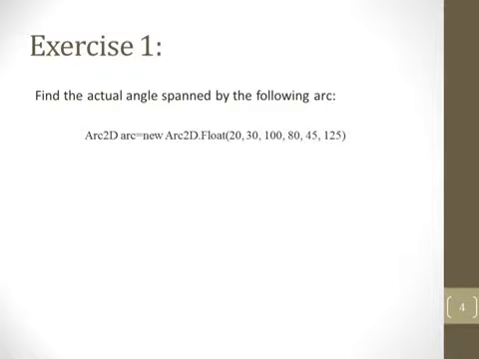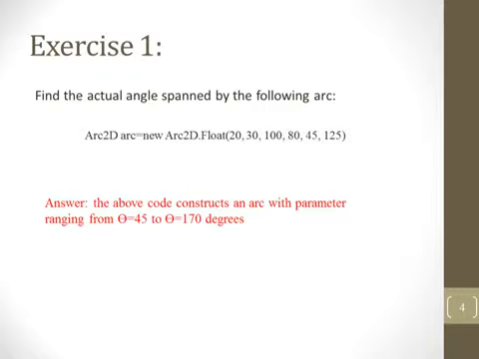So we can calculate the actual angle by adding 125 to 45, which means the angle will start at 45 degrees and then end at 170, which means 45 plus 125 is equal to 170.